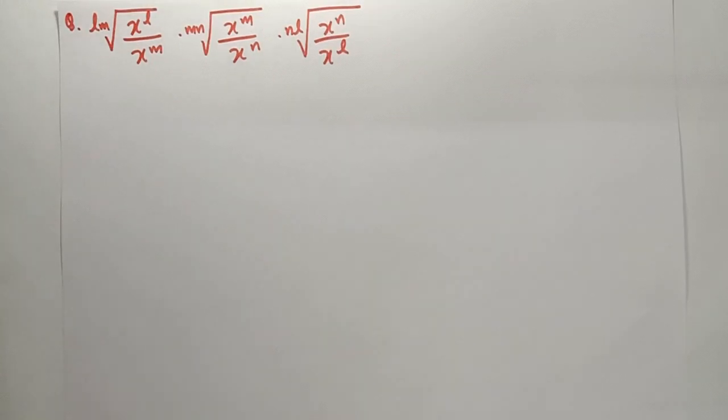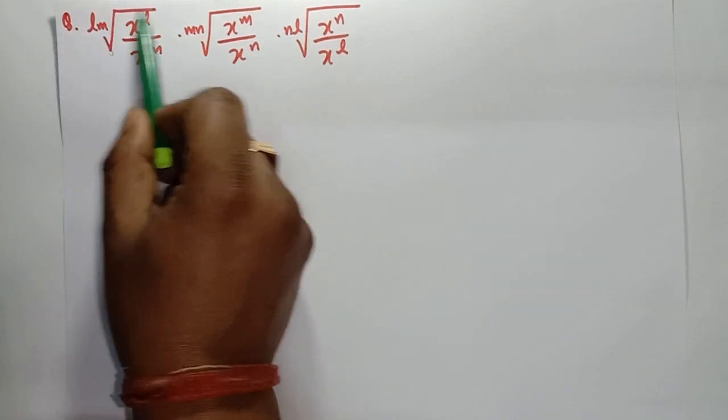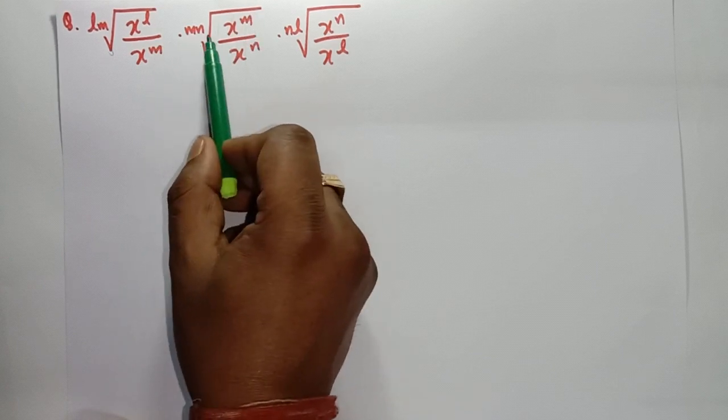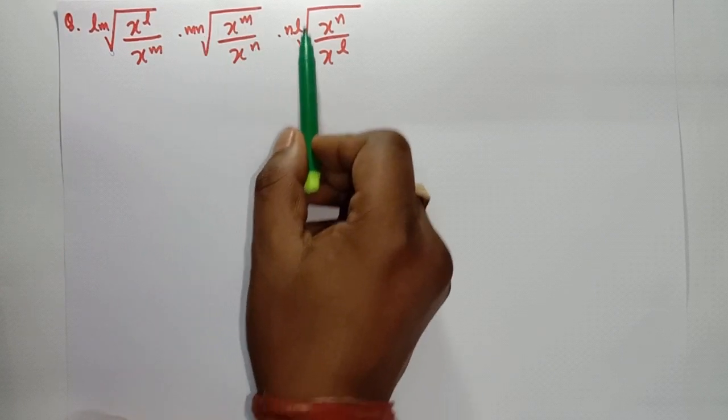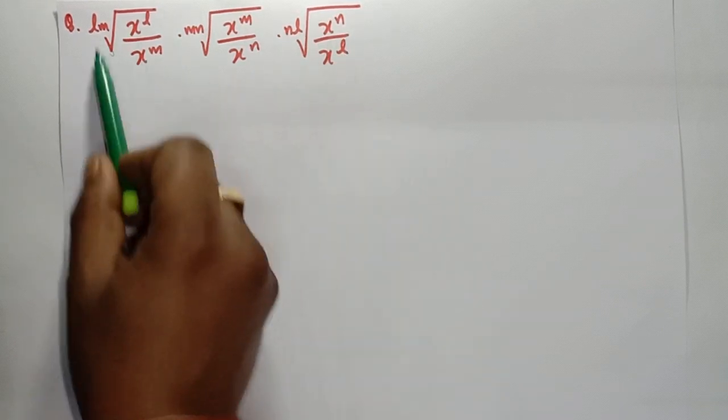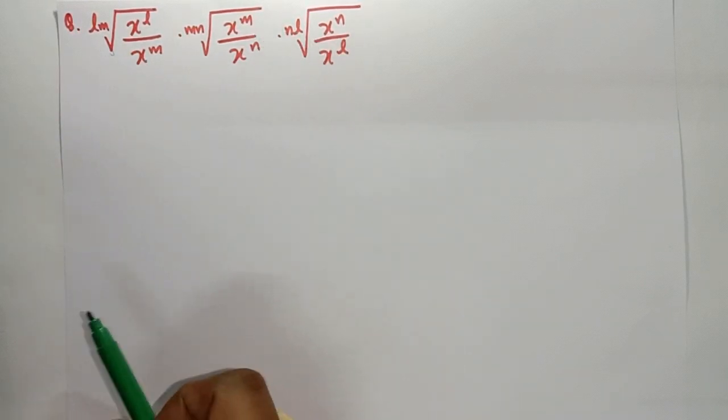Here comes our last question. This will be the last question. So you can see here, root lm is there, x to the power l, x to the power m, root mn, x to the power m, x to the power n, root nl, x to the power n, x to the power l. So you can see the question is so complicated. Now we have to make it simple.